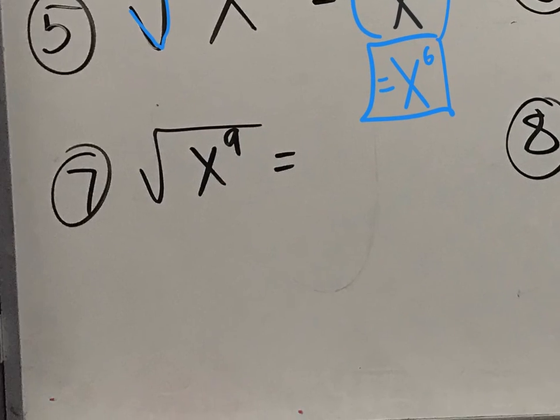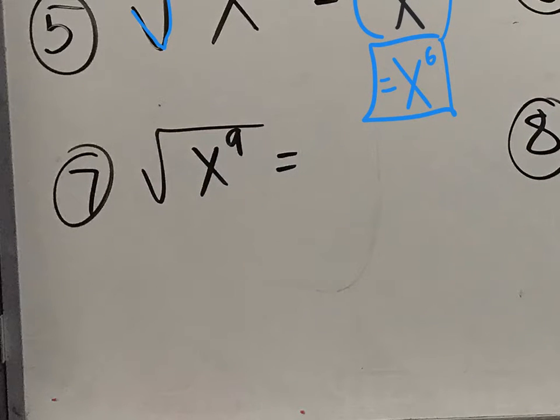Let's move on to number 7. Now right here we have a square root. Okay, once again, this square root right here is the same thing as the power of 1/2. But this is a 9, right? Remember, the power of 1/2, you're going to end up multiplying. It'd be nice if this were a number that's divisible by 2, because it's a square root. And this is not divisible by 2.